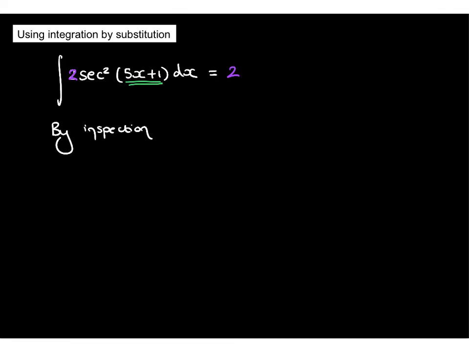I can see that this is a sec squared function, and I know that sec squared integrates to give me tan x. So I can say that I get tan of (5x plus 1). But then I need to make sure I divide by the derivative of this inner function, which is 5, so I get 2/5 tan(5x plus 1) plus c.